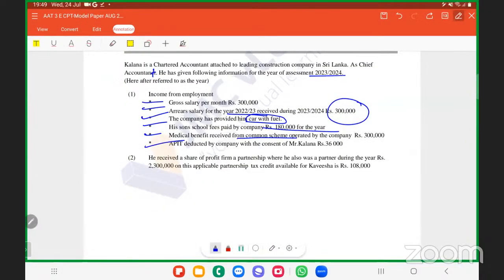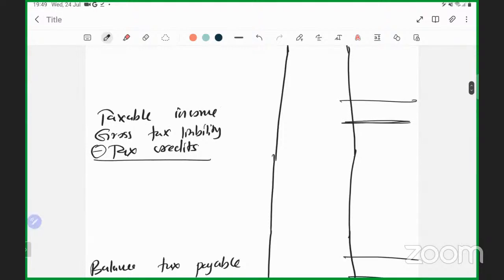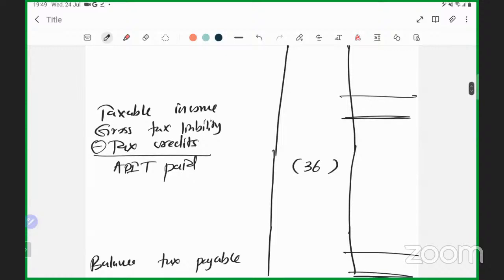Then Mr. Kalana paid the APIT during the year, 36,000. The only application regarding the APIT paid: the given APIT amount you can deduct as a tax credit under the income tax liability calculation. Otherwise, don't worry about anything regarding that APIT.